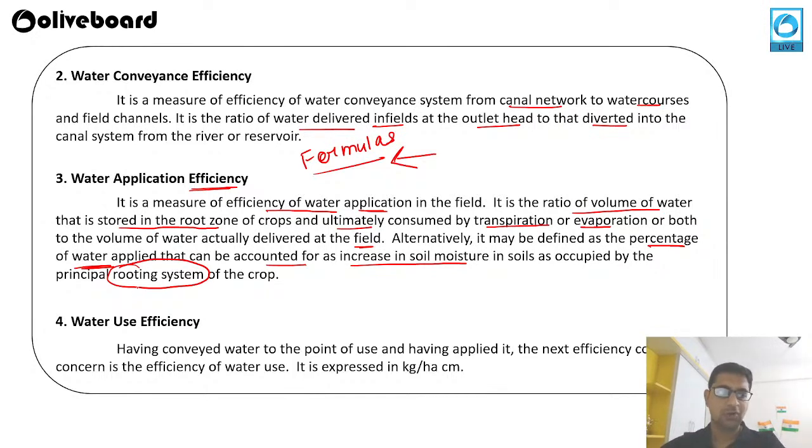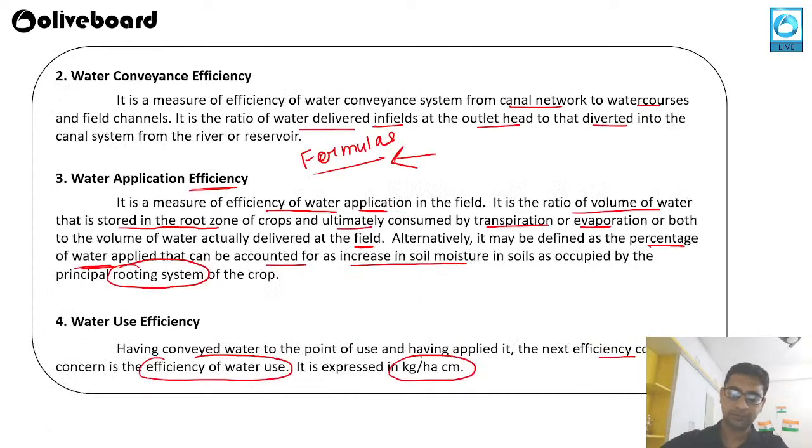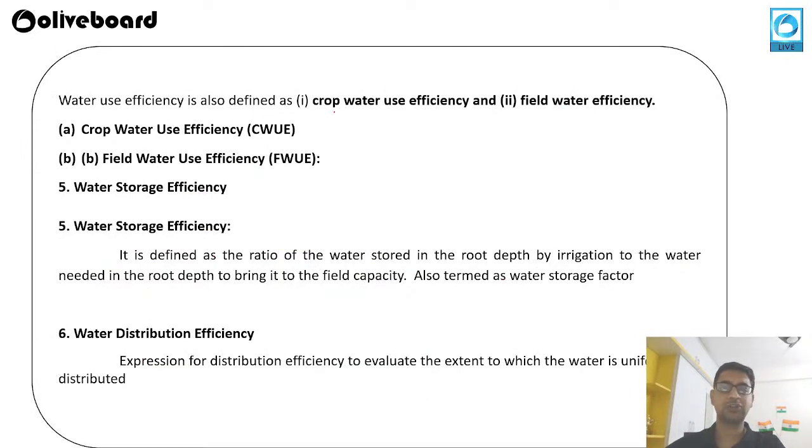Now, water use efficiencies. Having conveyed water to the point of use and having applied it, the next efficiency concept is concerned with the efficiency of water use, which is expressed in kilogram per hectare centimeter. Water use efficiency is also defined as crop water use efficiency, how properly the crop is utilizing the water, and field water use efficiency. So crop water use efficiency and field water use efficiency. Then the fifth one is water storage efficiency.